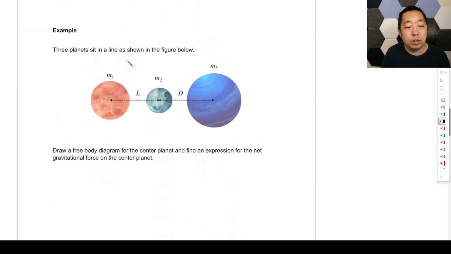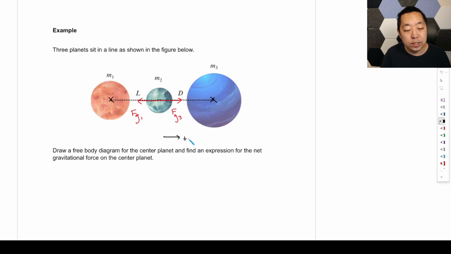Okay, 3 planets are shown in a line as in the figure below. Draw a free body diagram for the center planet and find an expression for the net gravitational force. So we're going to draw the free body diagram. Now this planet is going to have a force of gravity, we'll call it Fg3, pulling towards this one. And then this planet is also going to have a force of gravity acting towards it, we'll call it Fg1, pointing that way. Okay? Now they're always pointing towards the center of the other object, so that's why we draw this one pointing towards this center, this one pointing towards this center, right? So it's not always straight up and down.